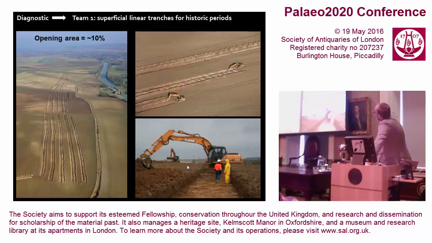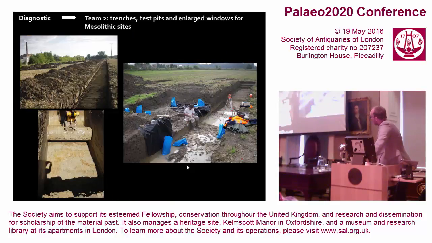After, when we make a diagnostic, we have three types of teams. The first one just looks at the historical periods using superficial linear trenches, as you can see, and it corresponds to approximately 10% opening of the area. The second team corresponds to the people who are interested in Mesolithic sites, and they use trenches, test pits, and large windows.